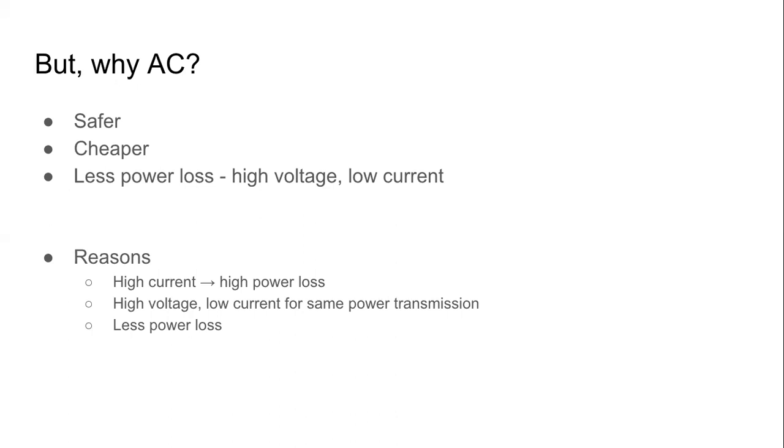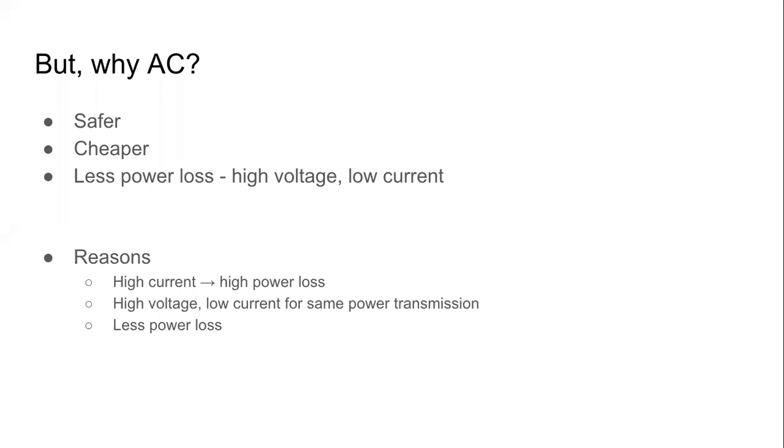Again, we are not going into the maths, but the facts are, if the current is high, then there will be more power loss. P equals I squared R. So to reduce the loss of power, we can either reduce the current or we can reduce the resistance. But obviously, the impact of the current on the power loss is more than the impact of the resistance. So we can reduce the amount of current if we can increase the voltage for the same power that we are trying to transmit.